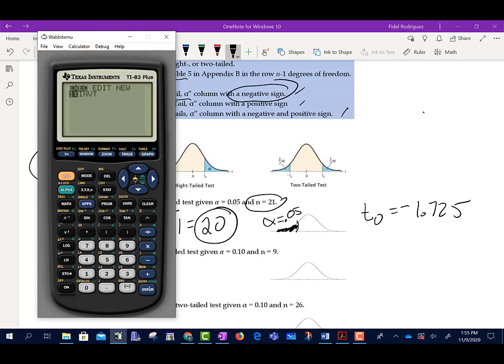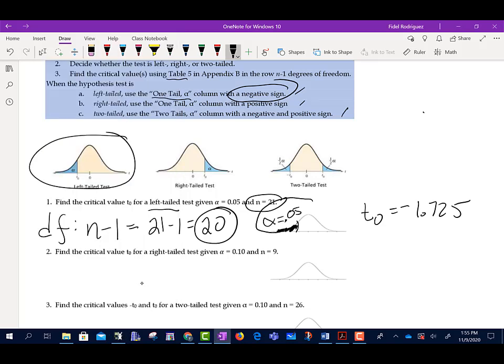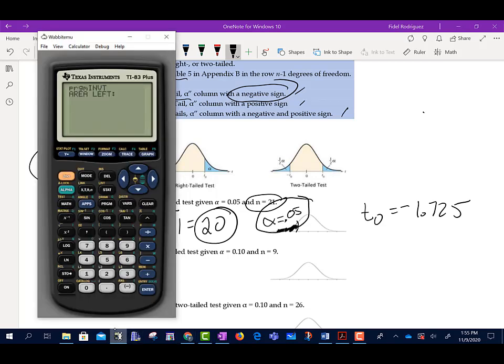I'm going to go to my program because that's what I had to do, and hit enter. If you're doing this on your calculator or in your calculator app, and I'll show you how to do it on the app as well, the first thing it's going to ask you is the area to the left. We wrote the area to the left was 0.05, so I'm going to type in 0.05 and hit enter. The second thing it's asking me for is my degrees of freedom, which we said was 20. So I'm going to type in 20, hit enter, and it's going to take a second. And I'm coming up with, to 3 decimal places, negative 1.725.